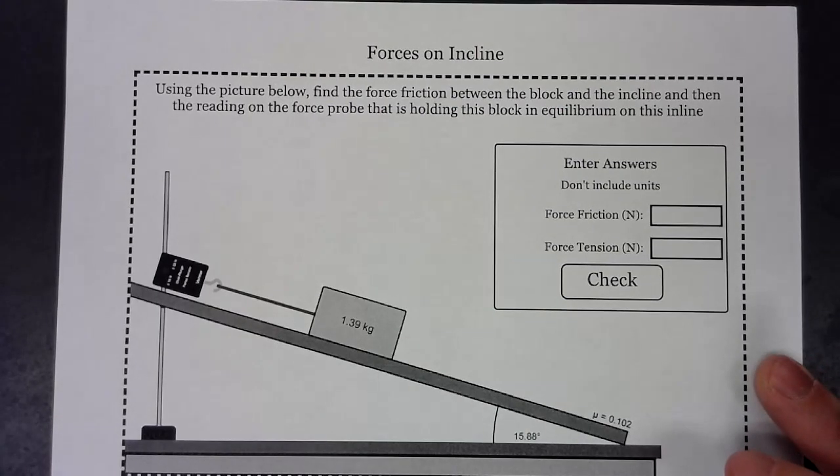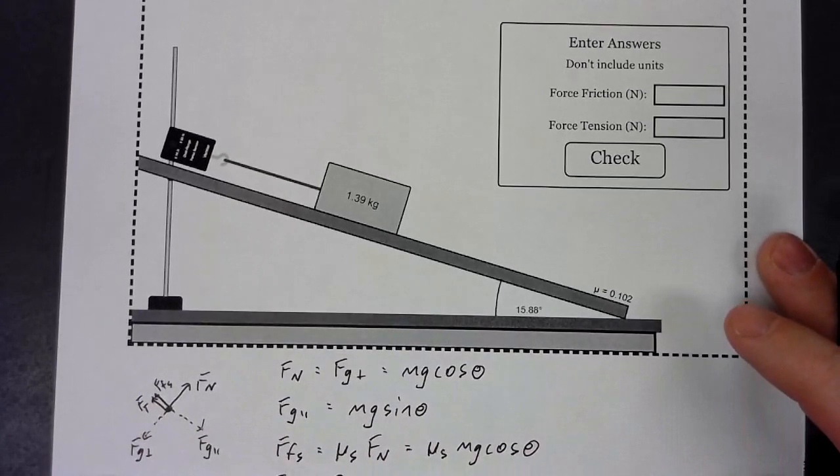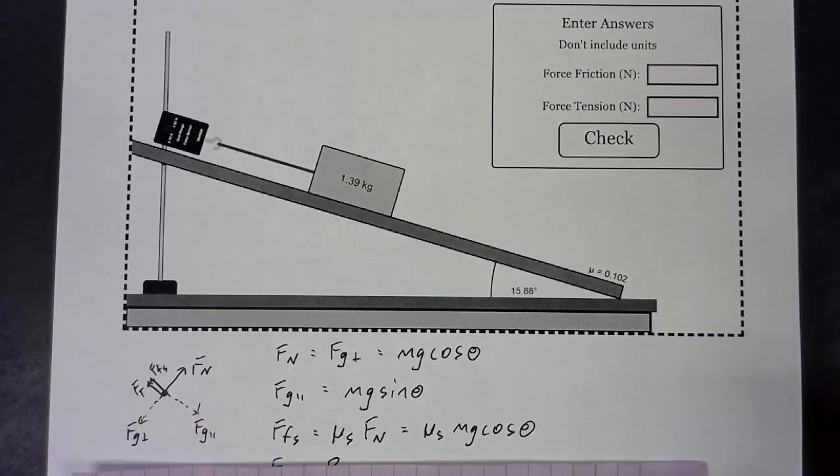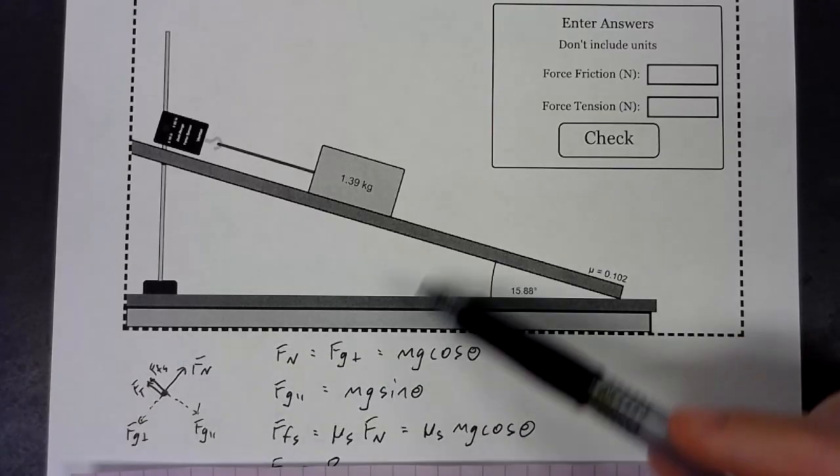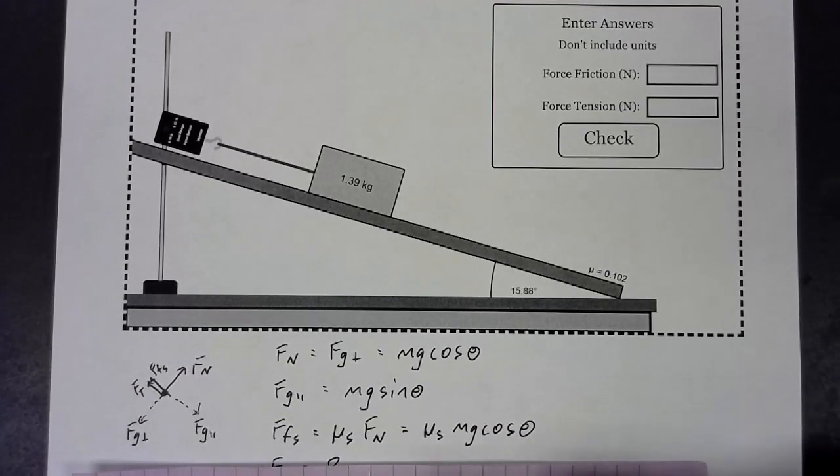So let's start with a free body diagram. If we think about this, the force normal and force gravity perpendicular will balance each other. The force of gravity parallel will be down the ramp. Then there are going to be two forces opposing it in this case. There would be the force of static friction between the block and the ramp, and then there would also be the tension. So we need to sum those two.